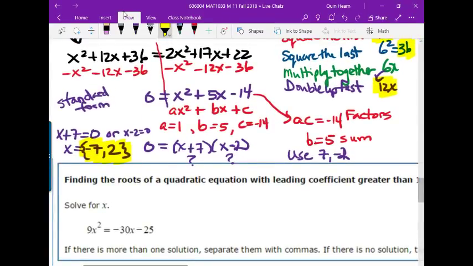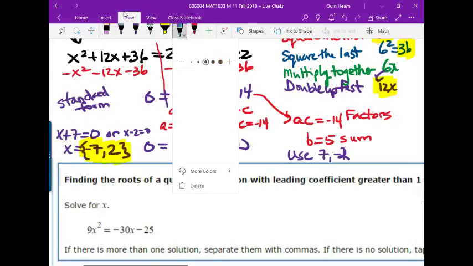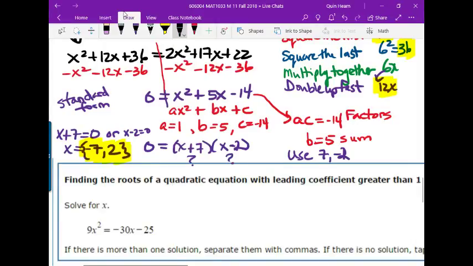All right, so now we have another example from Alex, which says finding the roots of a quadratic equation with leading coefficient greater than 1. All right, so that means that you can't use the shortcut of not splitting the middle term, but that's okay. We know how to do the work. All right, so what do we have to do first before we can start factoring?